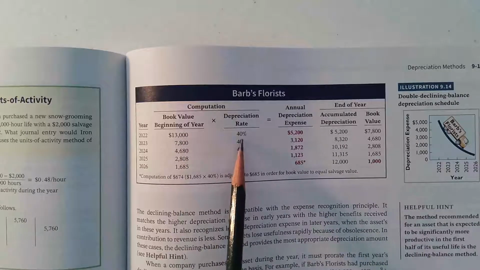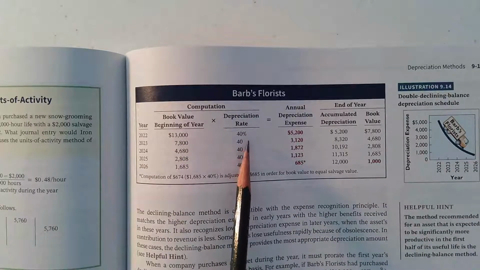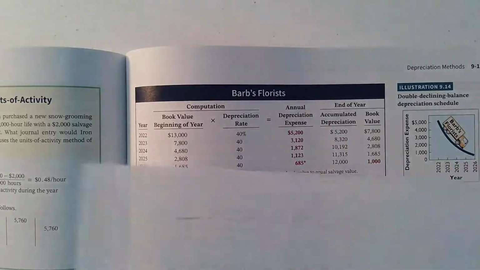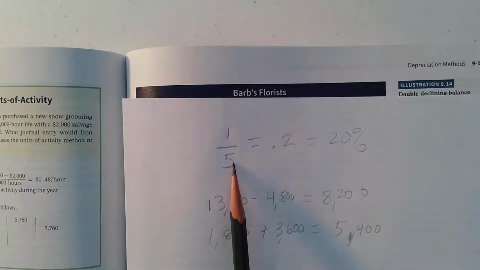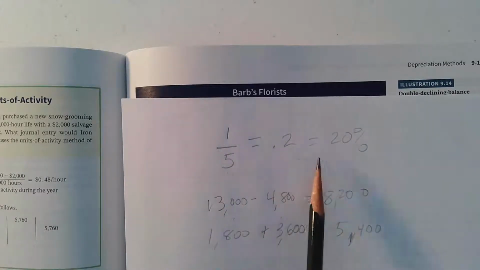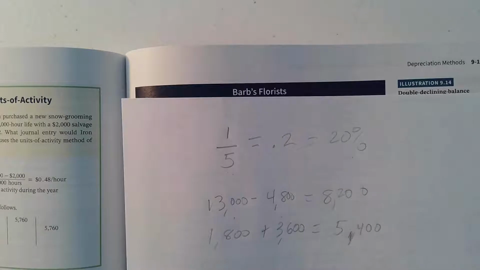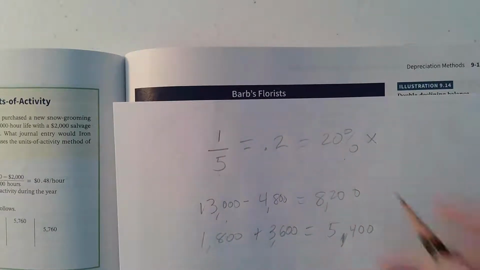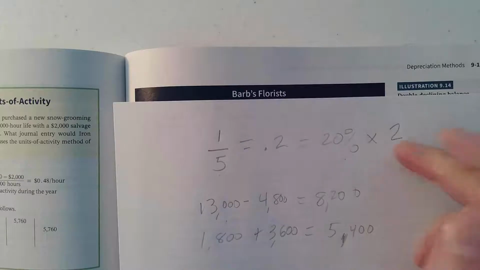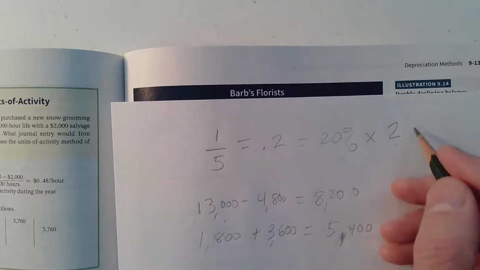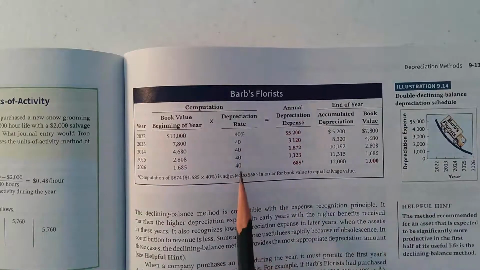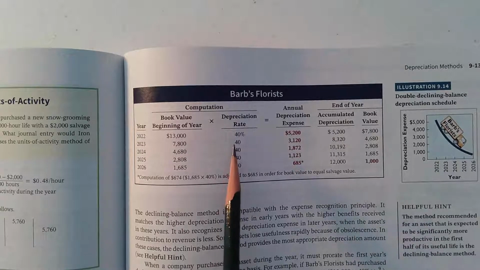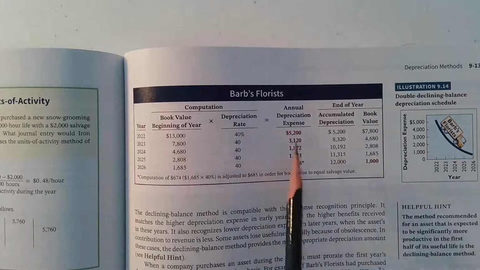If you're wondering how they got this rate of 40%, and that's where a lot of people struggle, is again, they really took this straight line rate, 1 divided by 5, because it was a 5-year asset, comes out to 0.2 or 20%, and then they doubled it. Why? Because it's called double declining balance. So double means 2. So 20% times 2 equals 40%. So that's where this 40% came from. They doubled the straight line rate. 40% of 13,000 gives you 5,200.